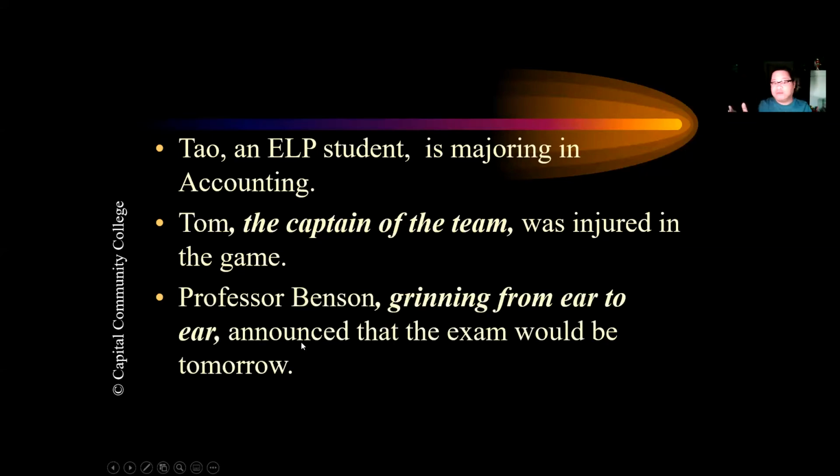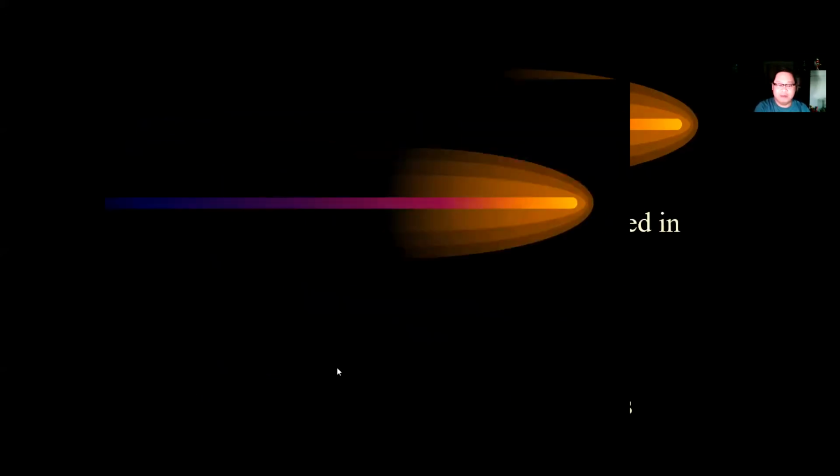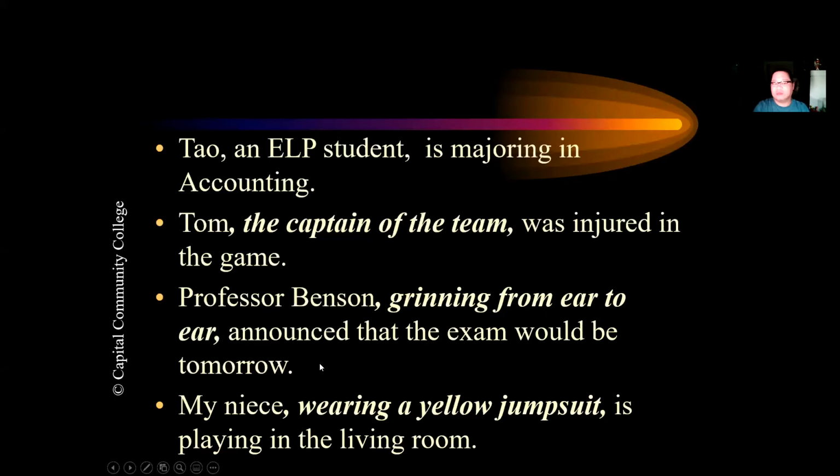Professor Benson, grinning from ear to ear, announced that the exam would be tomorrow. So "grinning from ear to ear" is added information, an added description about the professor. Okay? So remember, before and after. Another example: my niece, wearing a yellow jumpsuit, is playing in the living room. So "wearing a yellow jumpsuit" is another description about my niece, with a comma before and after.